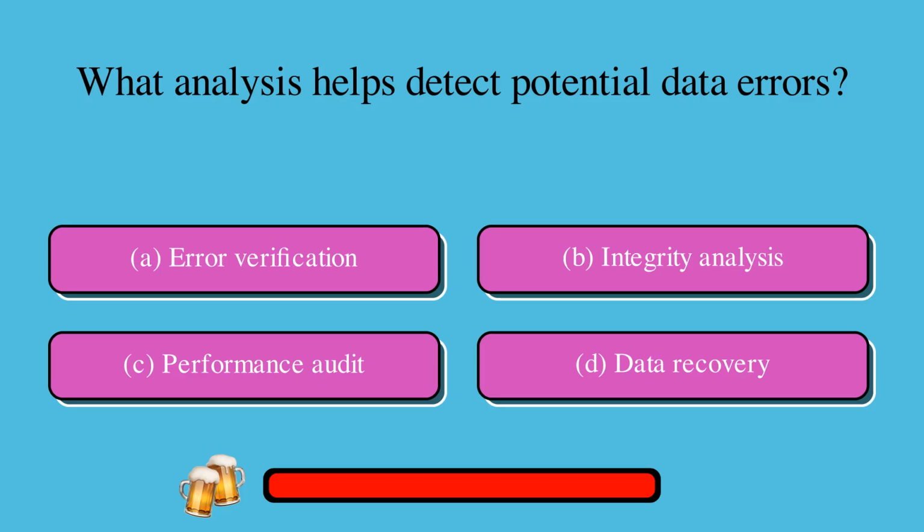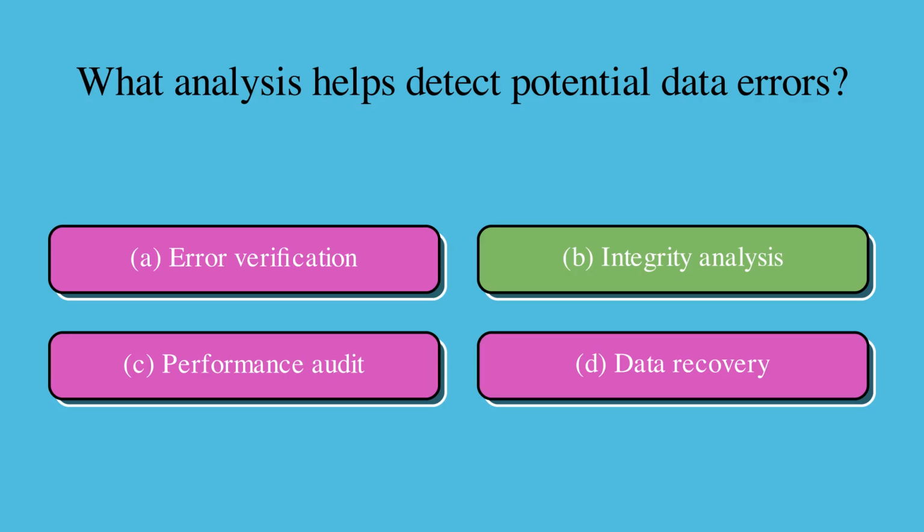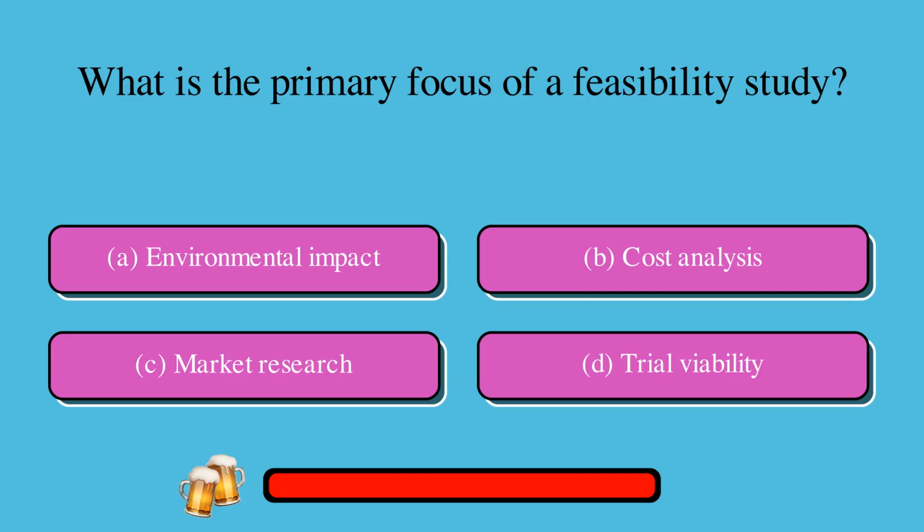What analysis helps detect potential data errors? A. Error verification, or B. Integrity analysis, or C. Performance audit, or D. Data recovery? The correct answer is B, integrity analysis. What is the primary focus of a feasibility study? A. Environmental impact, or B. Cost analysis, or C. Market research, or D. Trial viability? The correct answer is D. Trial viability.